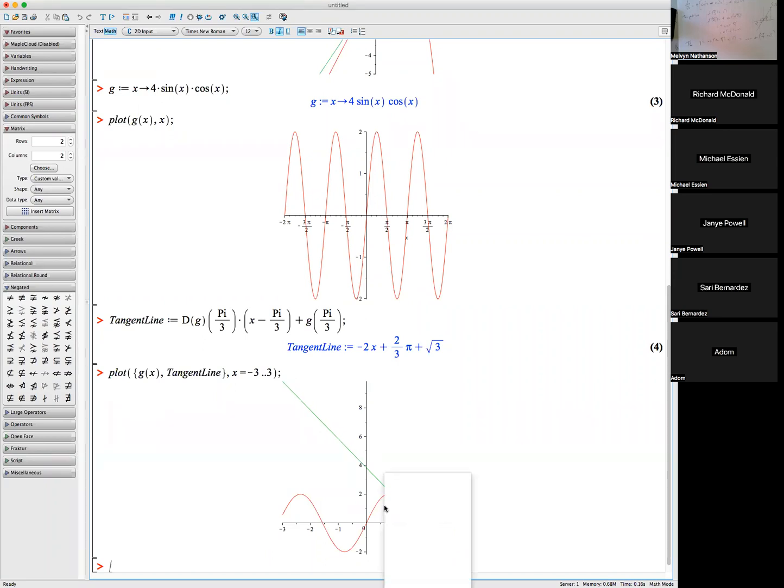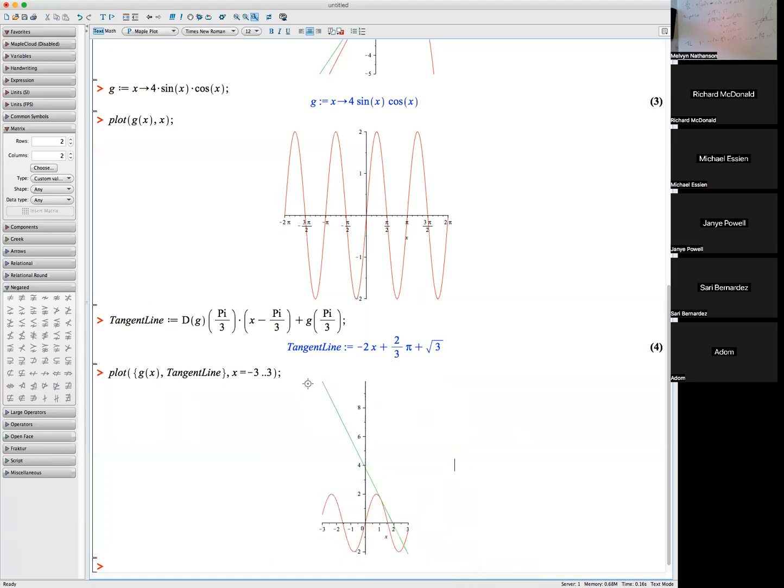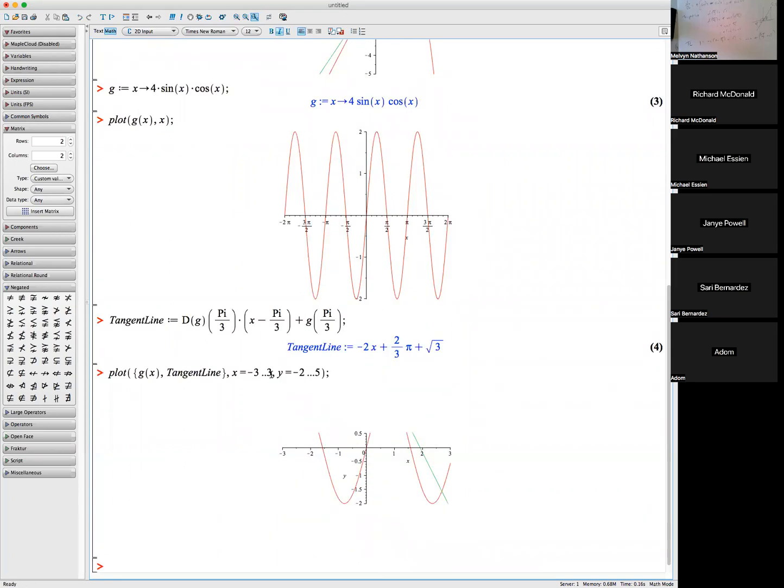If I want this drawn to scale, I right-click and go to Scale and Constrain. And that's really what it looks like. Yeah, there it is. So this is now drawn to scale. And here is this function, and here is the point pi over 3. The green line is the tangent line. That's really pretty nice.